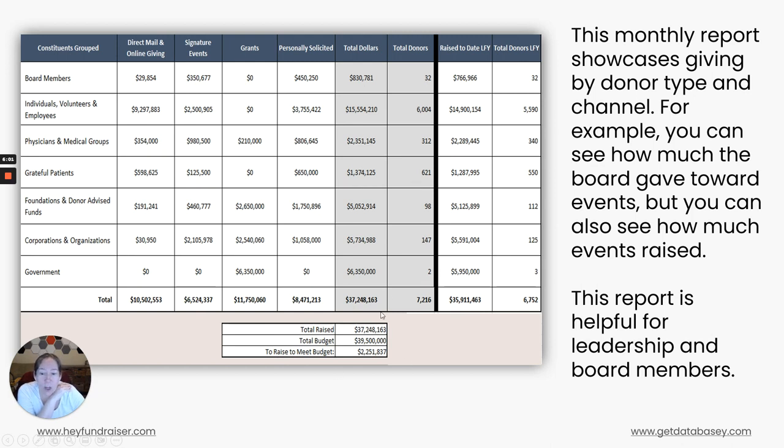And then lastly, just where you are based next to budget. This organization still has $2.2 million to raise, but at least their board, when they look at this monthly, they can see who's giving, how they're giving, and how it compares to last year. So powerful, easy to read.